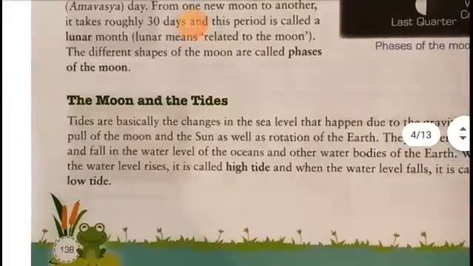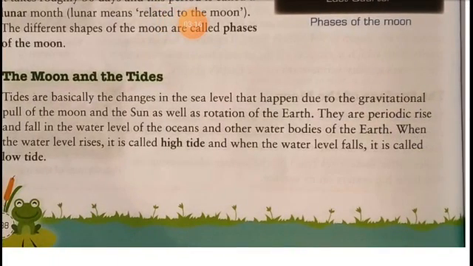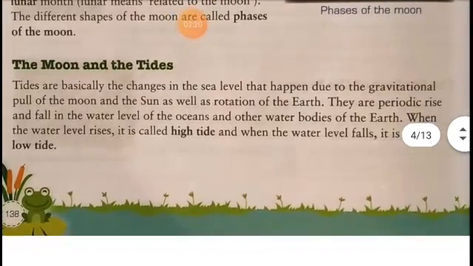Next is the moon and the tides. Tides are basically the change in the sea level that happens due to the gravitational pull of the moon and the sun, as well as the rotation of the earth. So tides basically happen because of the rotation of the earth and the gravitational pull of the moon and the sun. They are periodic rise and fall in the water level of the ocean and other water bodies of the earth.